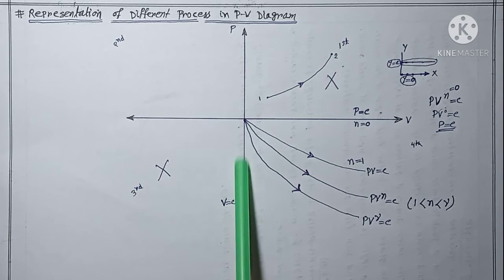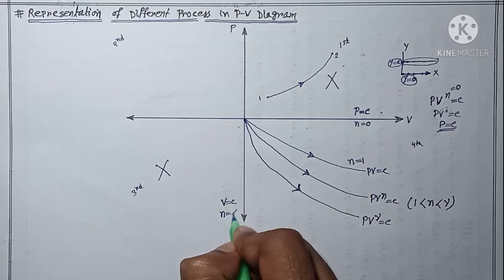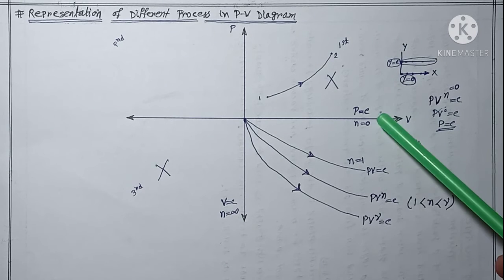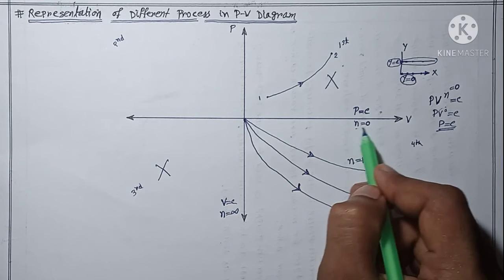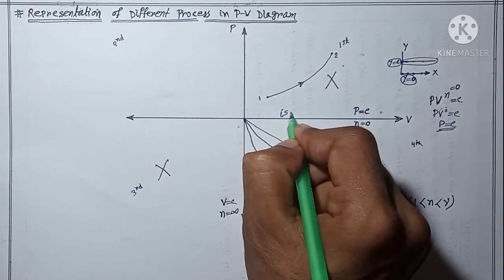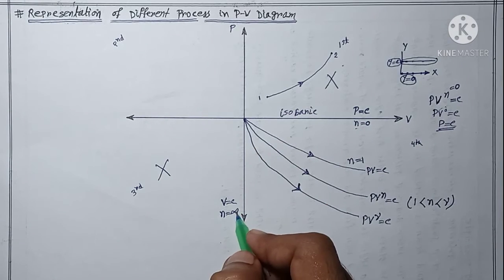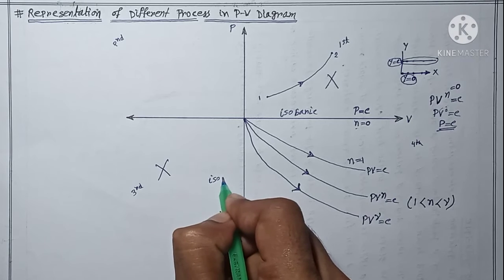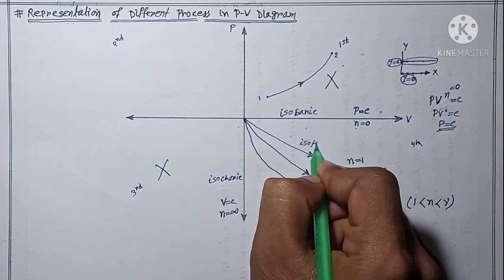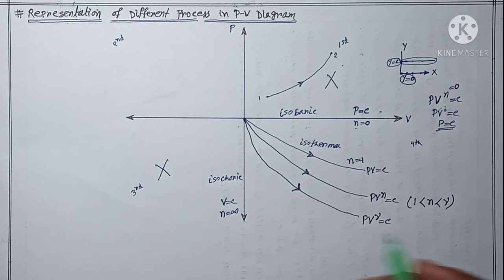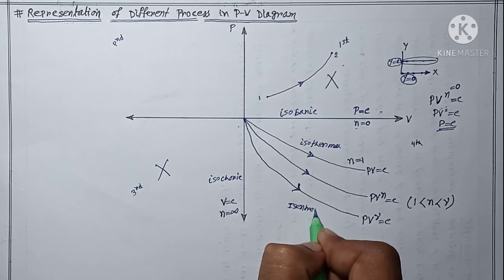The axis which represents the pressure, the value of volume on that axis is constant, and here the value of n is infinity. Okay, now by observing all the representations of the processes, here the value of n is 0, which is the isobaric process. The value of volume equal to constant is the isochoric process. N equal to 1 is the isothermal process. Here PV^gamma means n equal to gamma, it is the isentropic process.